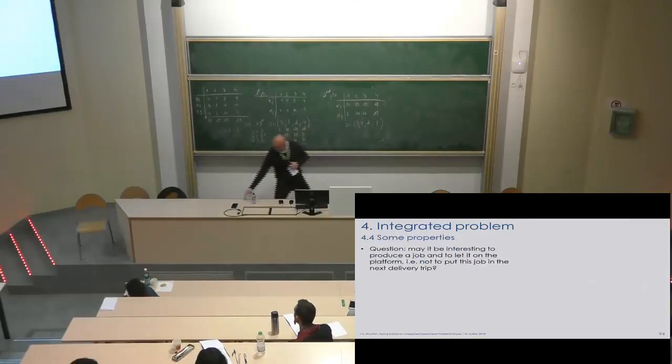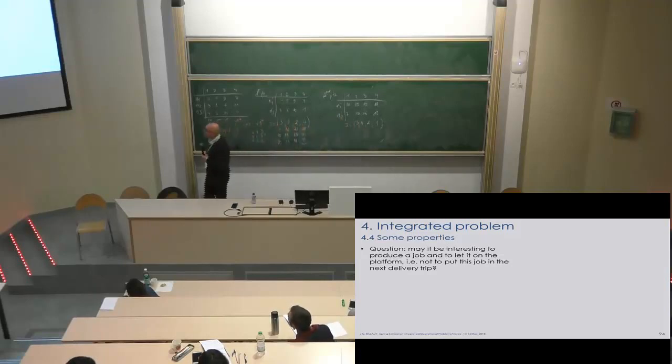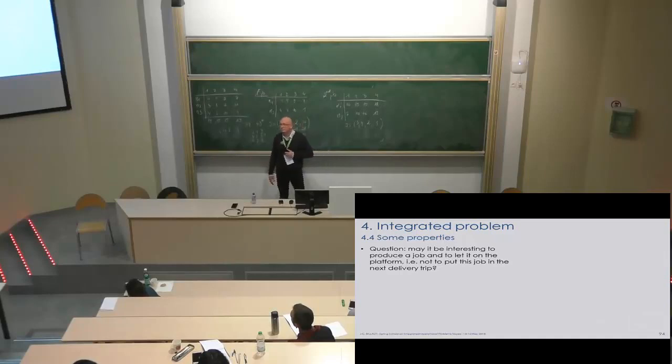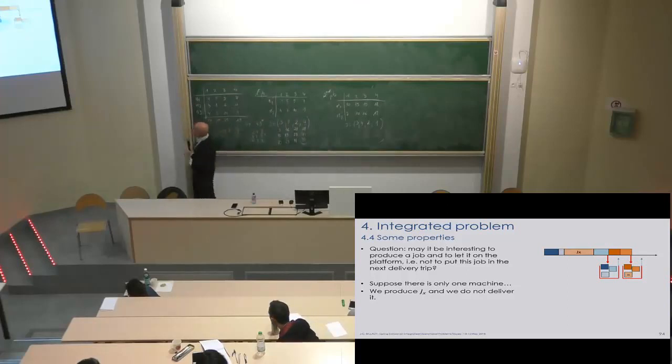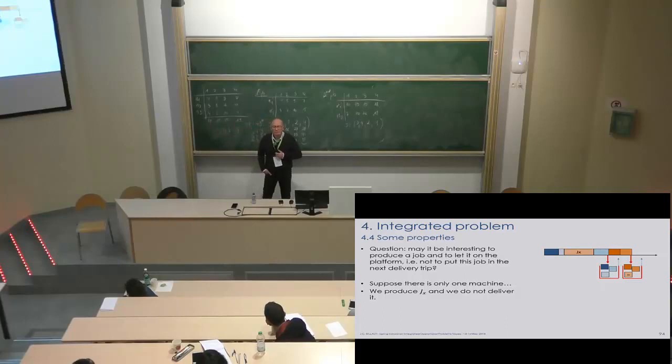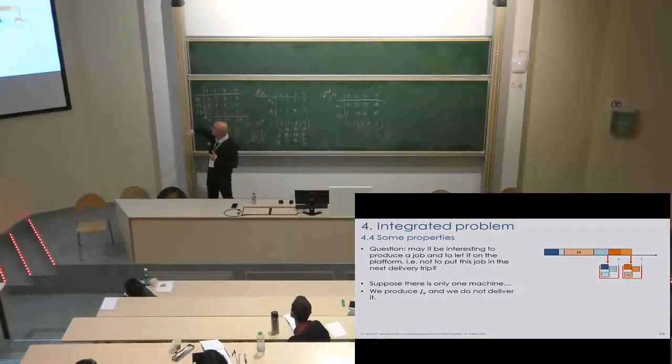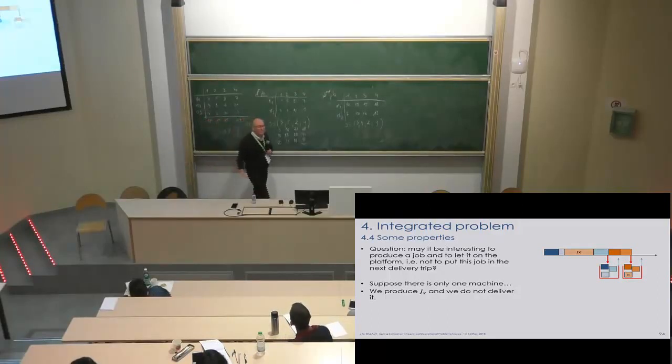So, some properties. Question 1: may it be interesting to produce a job and to leave it on the platform, so that we do not put this job in the next delivery trip? Is it interesting to produce a job and to leave it on the floor? Suppose there is only one machine. We produce a job X and we do not deliver it. It means that we produce job X, then we produce a blue job, and we leave job X here, and we deliver only the blue jobs. Is it interesting or not?